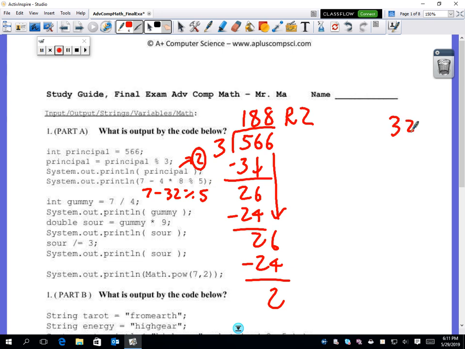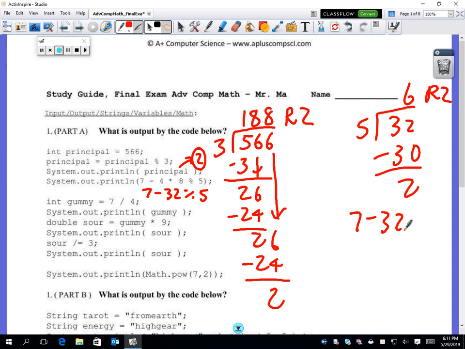5 goes into 32 6 times. We get 30, which means we've got a remainder of 2. So this would really just be, if I'm just going to write this over here, 7 minus 32 mod 5. This is 7 minus 2, which is 5. So the first pieces of output are just 2 and 5.